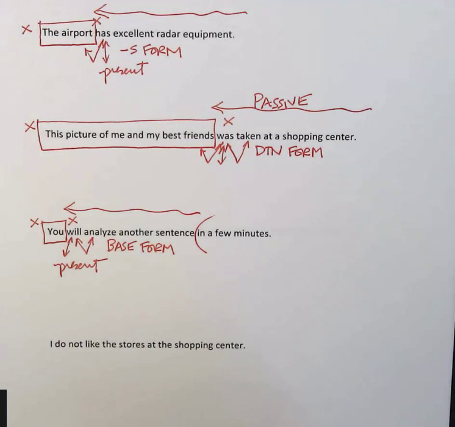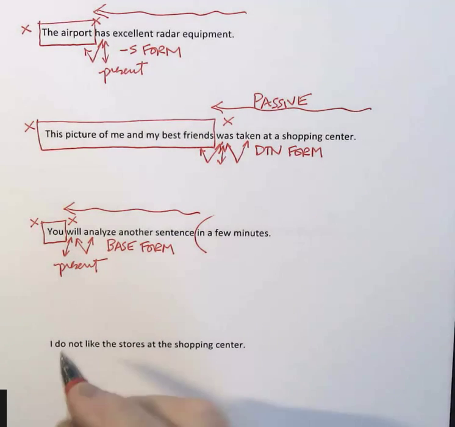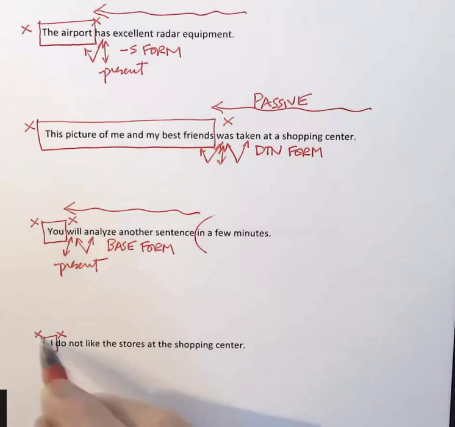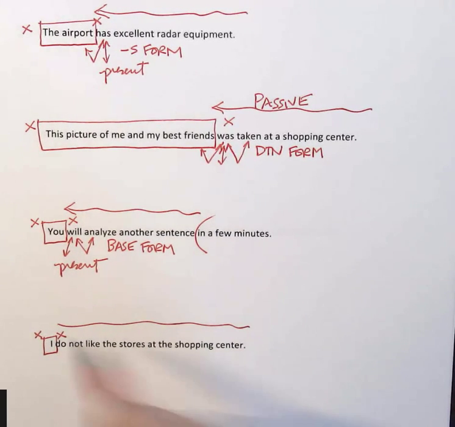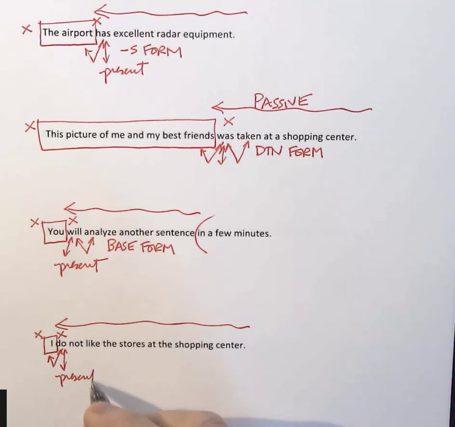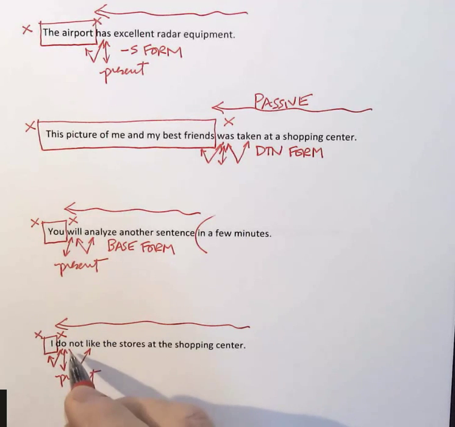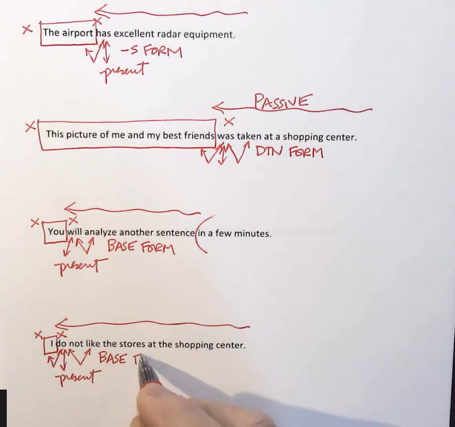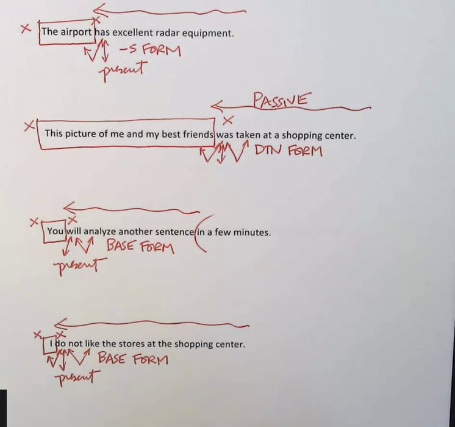I do not like the stores at the shopping center. In my opinion, no shifters. Do is the X word. I is the subject. Predicate. Do ties with I. Do ties with the present. Do ties with like. And like is the base form of the verb. Okay, stop. Do the next sentence. Come back.